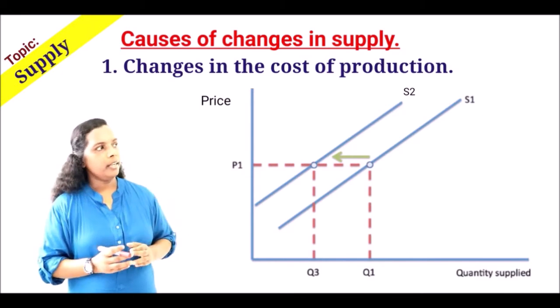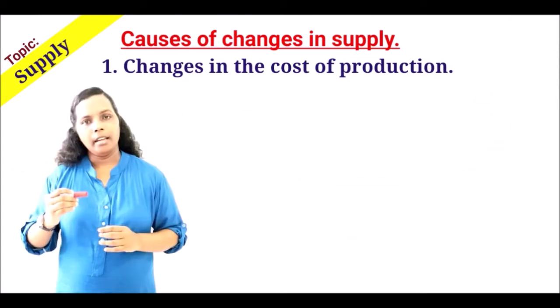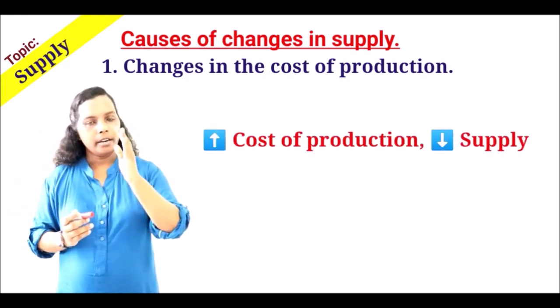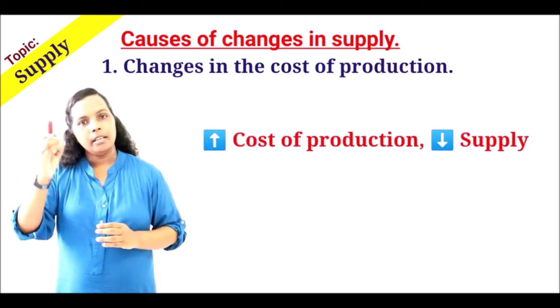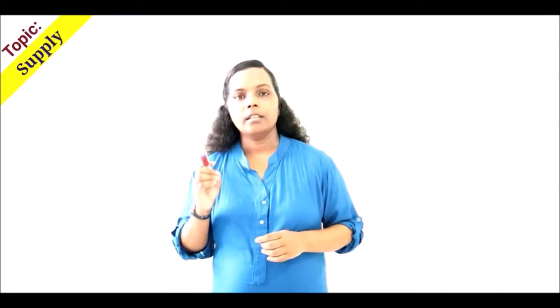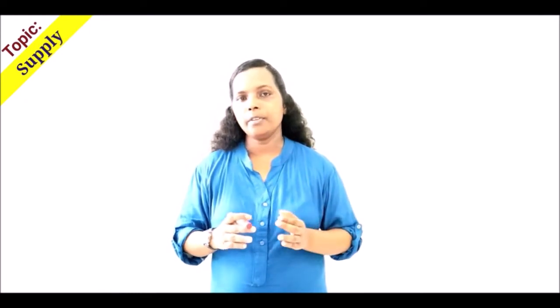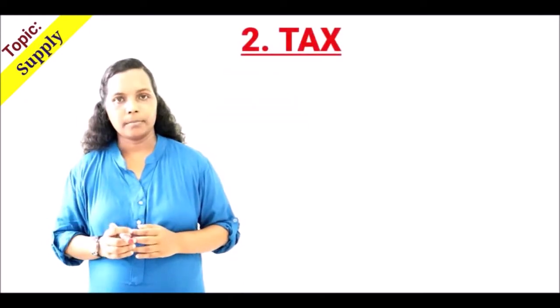And in the second case, the supply curve moves from S1 to S2 to the right because a fall in cost of production encourages the firm to produce more goods and services and supply to the market. So I want to conclude, an increase in cost of production reduces the supply and a decrease in cost of production will increase the supply. The second point causing the supply curve to shift to the left or right is tax.